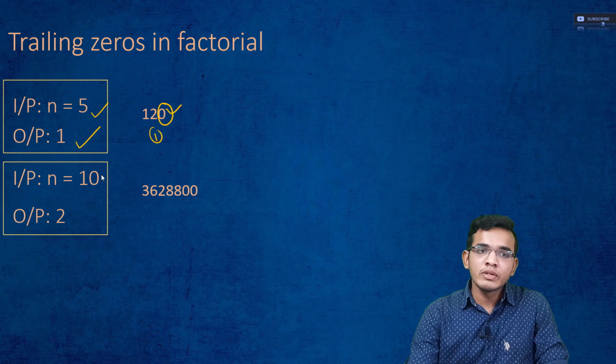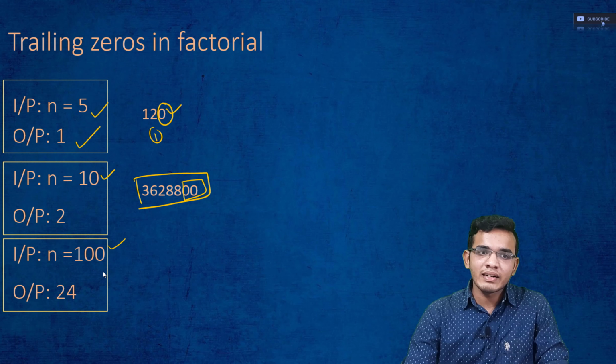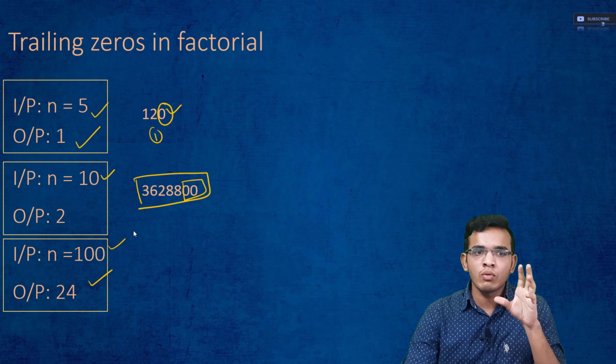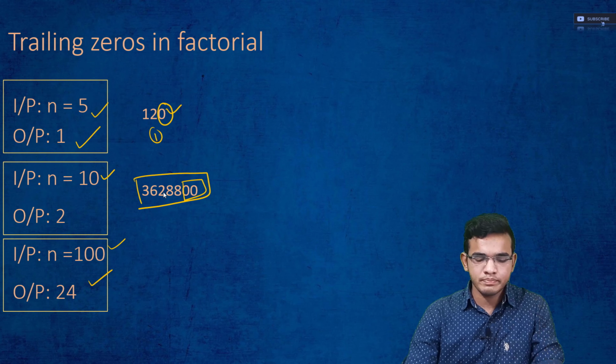Similarly, when n value is 10, my factorial is 3628800. So the number of trailing zeros is nothing but 2. When n value is 100, my output would be 24. 24 trailing zeros are there in the value when n is equal to 100. So let's now design a code for this particular program.